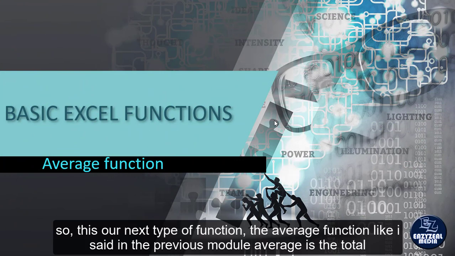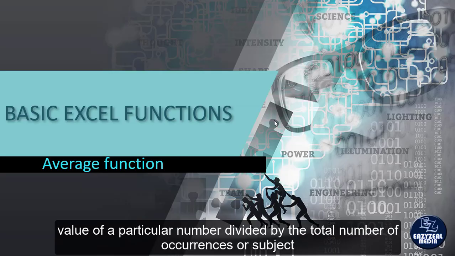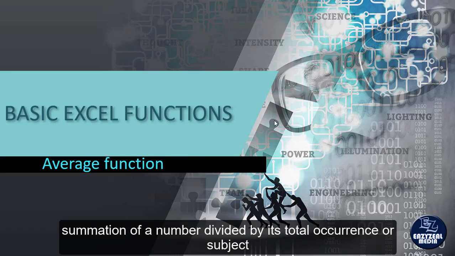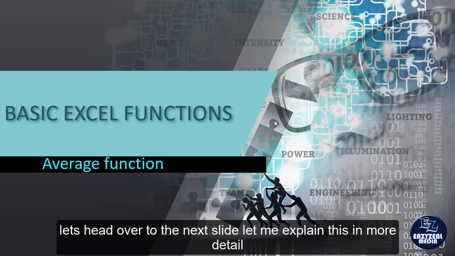So this is our next type of function, the average function. Like I said in the previous module, average is the total value of a particular number divided by the total number of occurrences or subjects. In simple terms, summation of a number divided by its total occurrence or subject. Let's head over to the next slide.